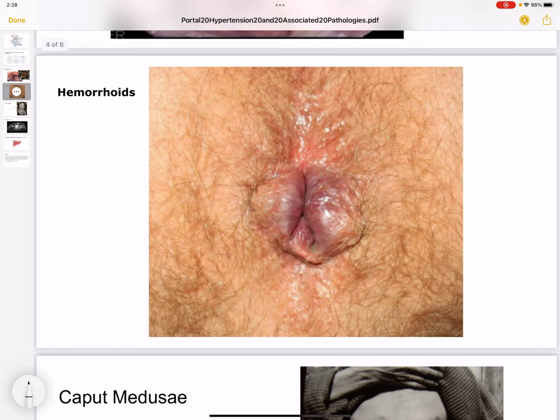And here we see an image of an external hemorrhoid. If a patient has an internal hemorrhoid, those are usually asymptomatic, but external hemorrhoids like these are going to be very painful.